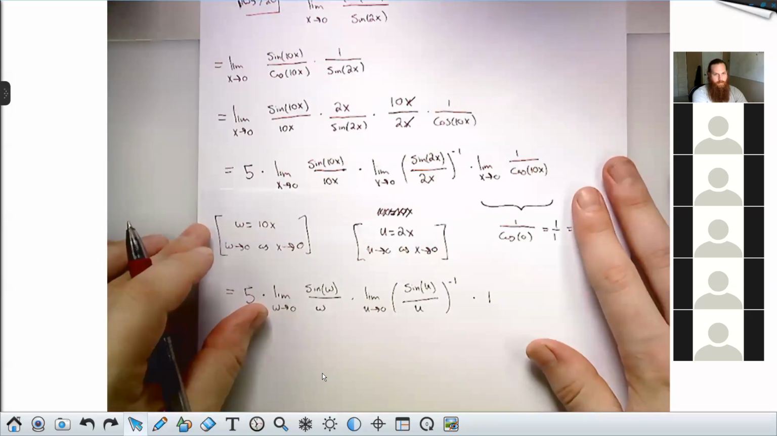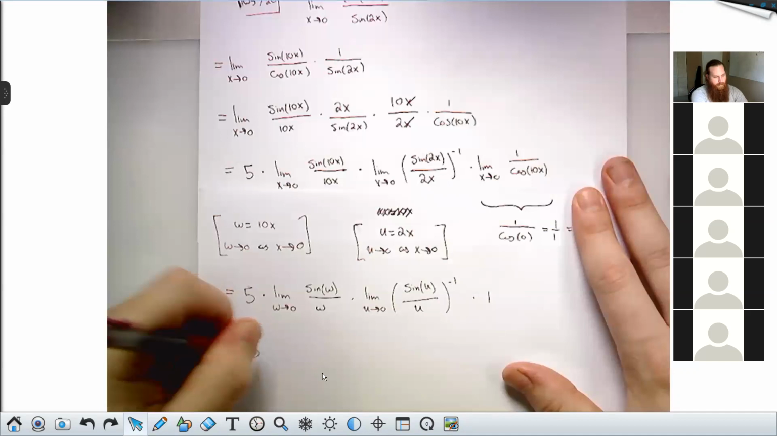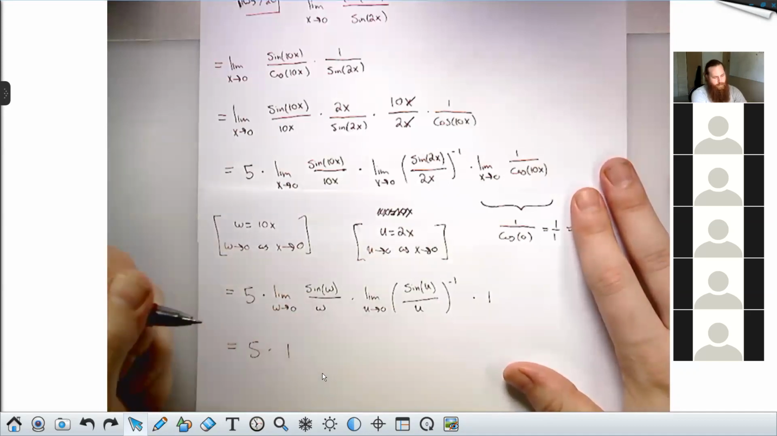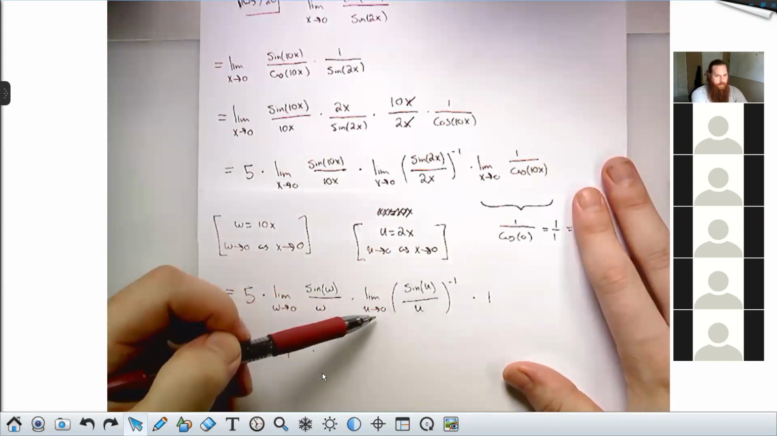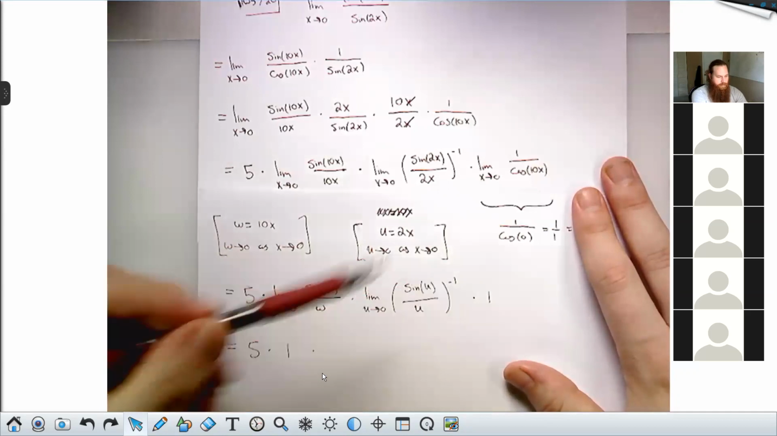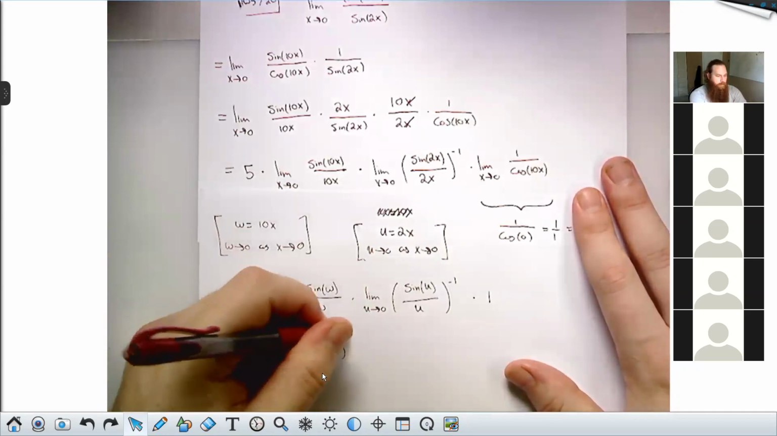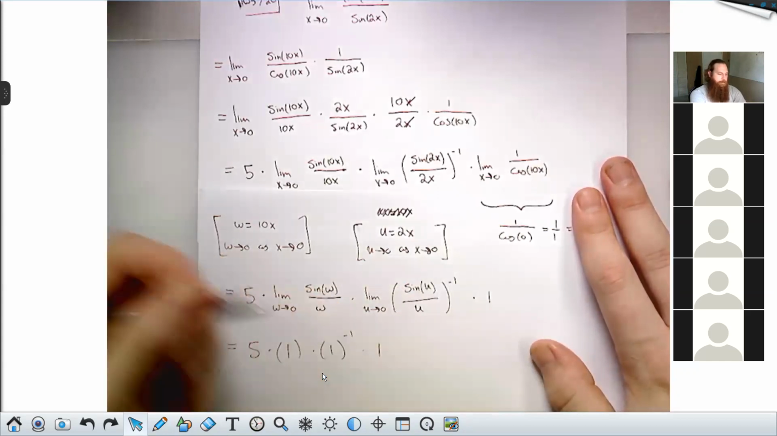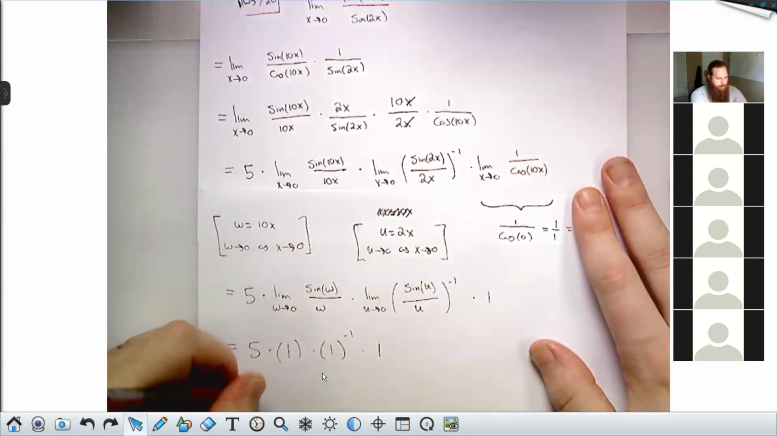Finally, sine w over w, as w goes to 0, that's 1. That's my special trig limit. Sine u over u, as u goes to 0, that's also 1. So this piece goes to 1 to the negative first power. And then the 1 on the end is just a 1. So 5 times 1 times 1 over 1 times 1 is 5.